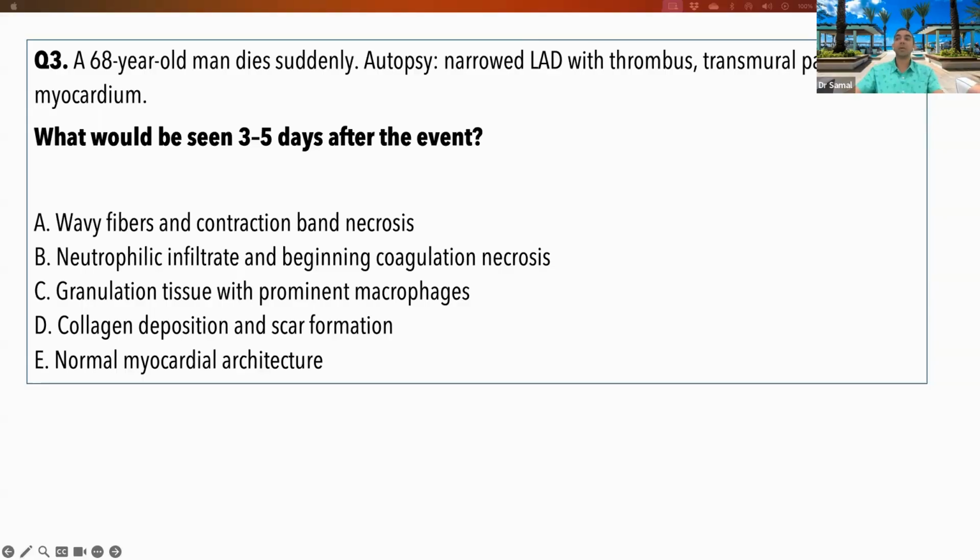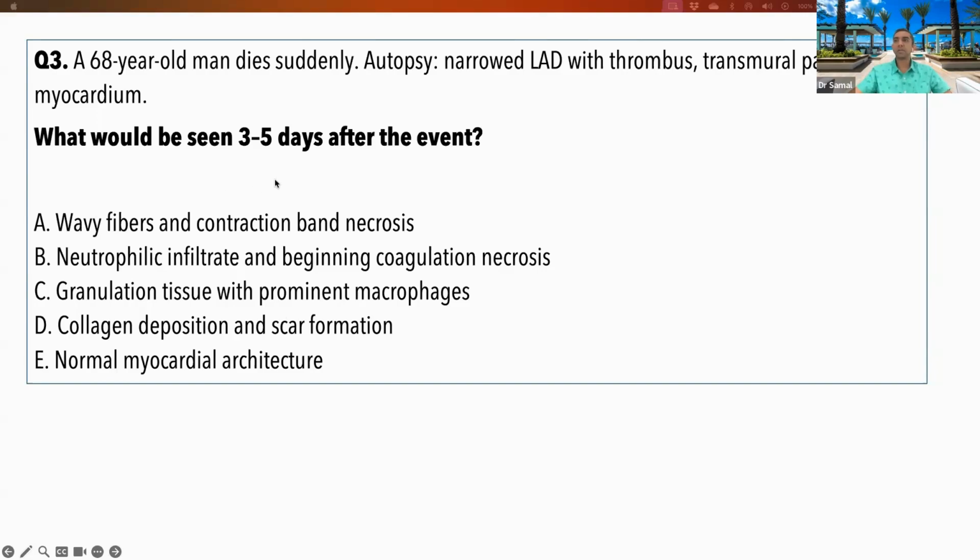So timeline is very important. They keep asking you these simple questions. Okay. So the timeline, it says 3 to 5 days. So wavy fibers is the very first few hours, then neutrophils come in, and okay, granulation tissue is formed. Okay, collagen is the very end of it. So it's like a sequence here.